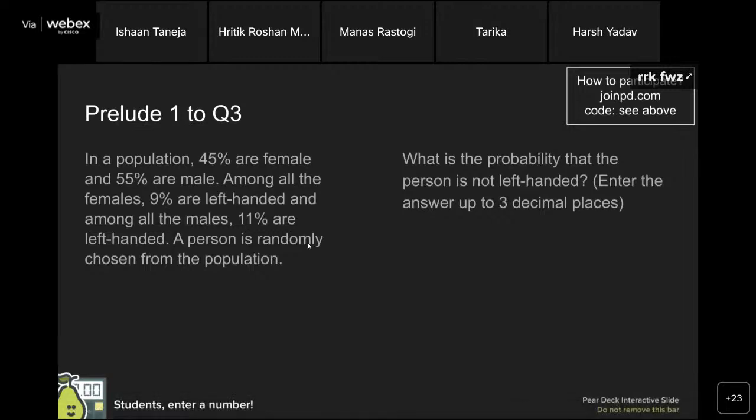So suppose there are 45% female and 50% male in our given population. And among all the females, there are 9% who are left-handed. And among all the males, there are 11% who are left-handed. So if you randomly choose a person from this population, what is the probability that the person is right-handed, or in general not left-handed?